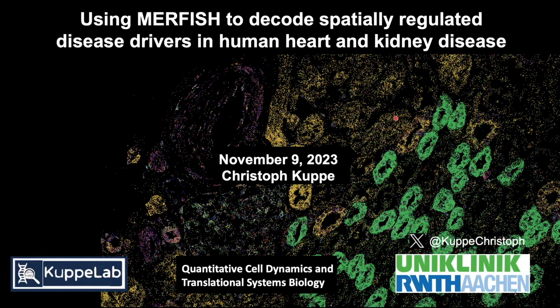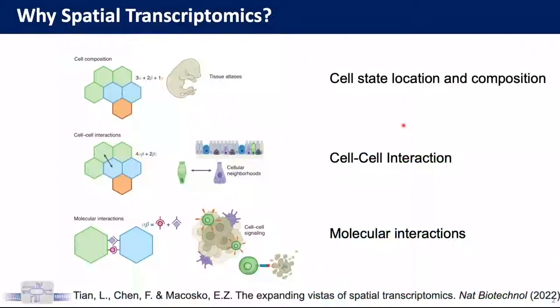I'm very happy to talk to you today about using MERFISH to decode spatially regulated disease drivers in human heart and kidney disease. So why do we need these very high resolution spatial transcriptomic approaches? With spatial technologies advancing in their capabilities, we are able to ask further questions. Some of those I've listed here from a very good review article published in Nature Biotech last year from Evan Markosko's group. These very high resolution technologies like MERFISH allow us to map not only the cell state location, but also give us a very good measurement of the cell composition within any given tissue.